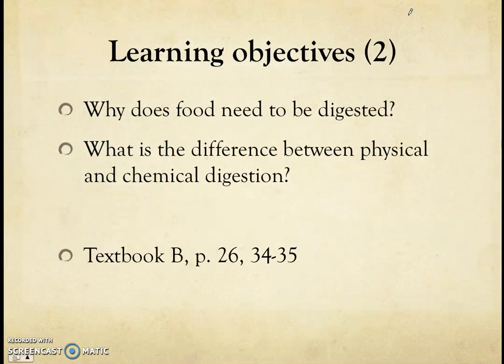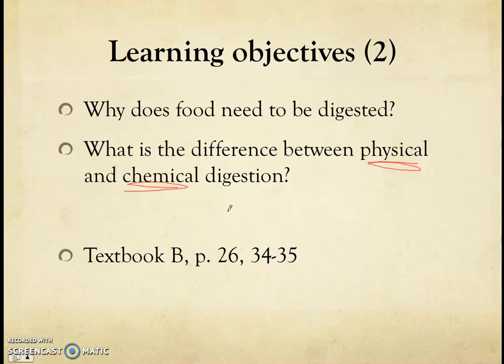Now, the rest of this video will be looking at this question, why does food need to be digested? And then in the next video, we'll look at the two main types of digestion, physical digestion and chemical digestion. And we'll talk about the differences. Now, this can be found in your textbook on these pages.